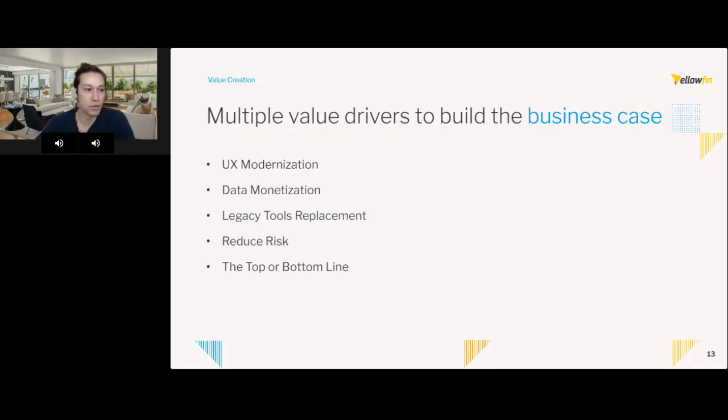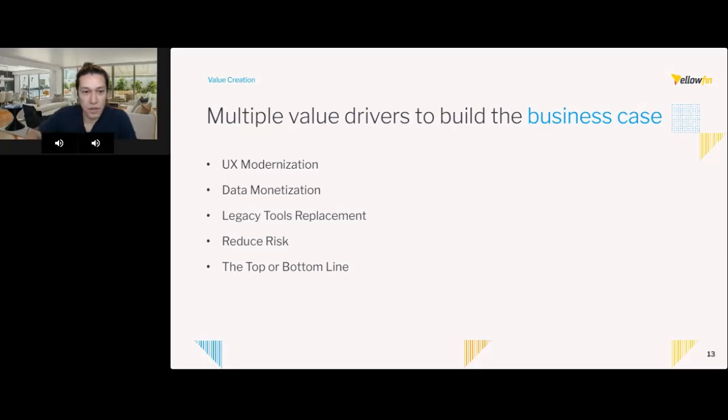or other BI tools? How can a business reduce risk? What's the business case for embedded analytics to help them reduce risk? And this is especially important for financial services and healthcare clients that we have. And finally, how can embedded analytics impact the top or bottom line?